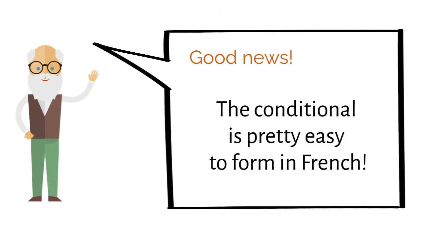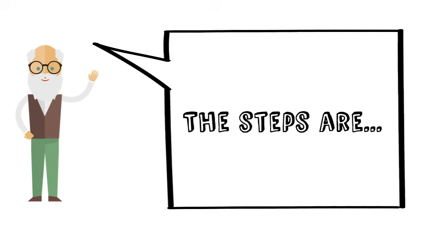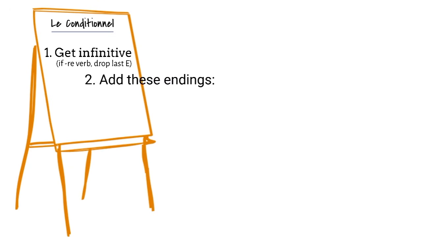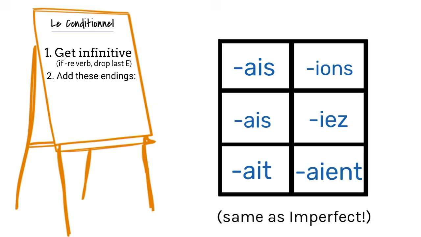Good news, the conditional is very similar to the simple future, which we've already learned about, and there's a link for it in the video description. The steps are as follows. Number 1, get the infinitive of the verb. You don't need a certain form, but do drop the last E if it's an RE verb. Then add these endings: AIS, AIS, AIT, IONS, IEZ, and AIENT. Notice that these conditional endings are actually the same as the imperfect endings, but for the imperfect, step 1 is different, so the two tenses don't get confused.